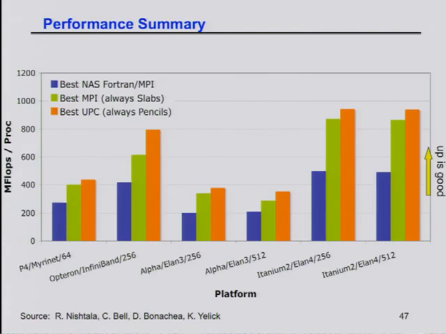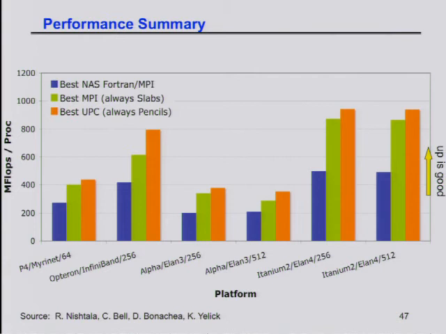OK. So here is one more kind of summary, again for all these different platforms. So this was the best Fortran plus MPI code, megaflops per processor, up is good. And here was the best MPI code, which was always slabs. And here was the best UPC code, which was always pencils. And so you can see that there was definitely a benefit to doing it this way. So this is sort of fine-tuning, but there was definitely a payoff.